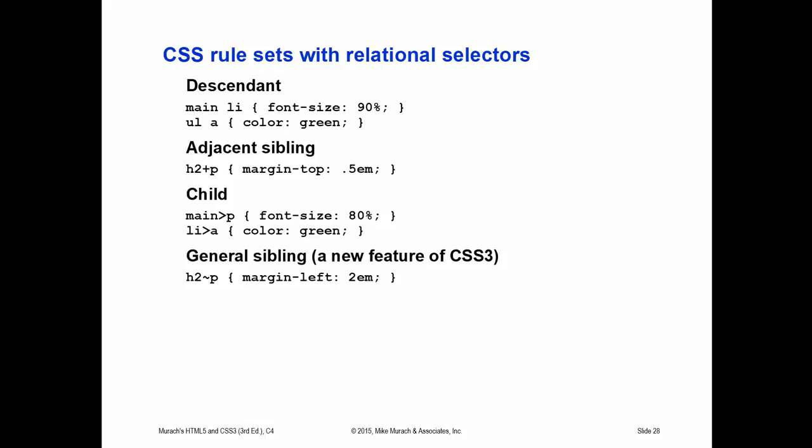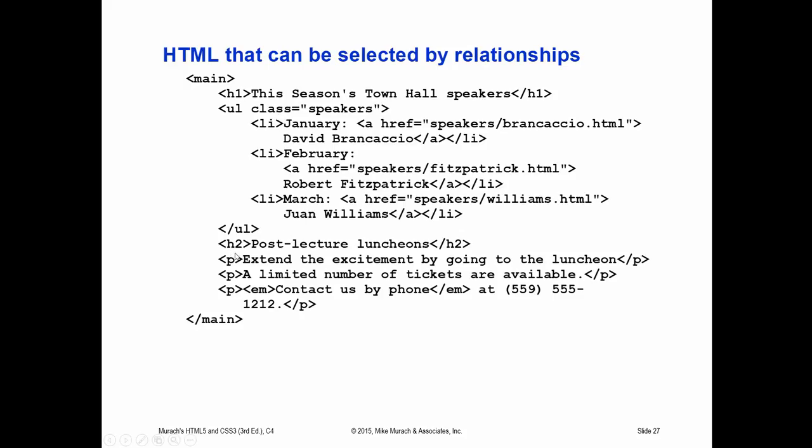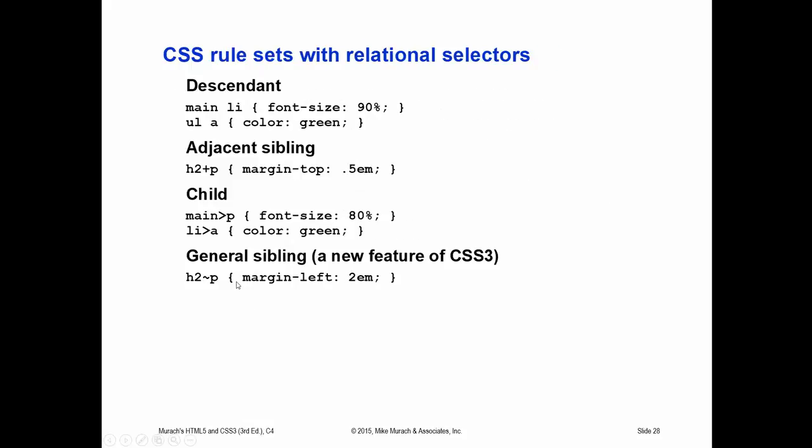There's also a general sibling selector, and as you can see, it's new for CSS3. It uses what's called a tilde, and that selects any sibling whether or not the elements are adjacent. So in this figure, it would select all paragraph elements that follow any H2 element. Whereas earlier it would only select the first one, this would select all three.